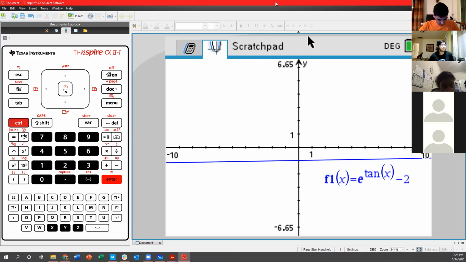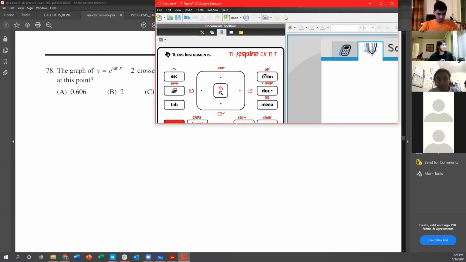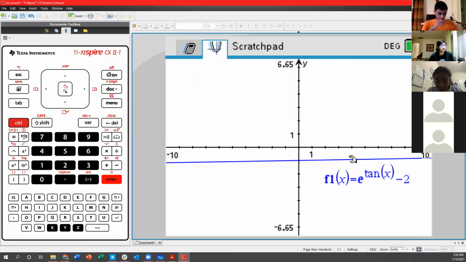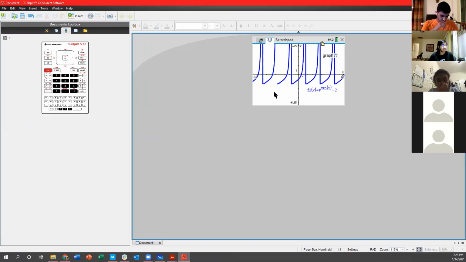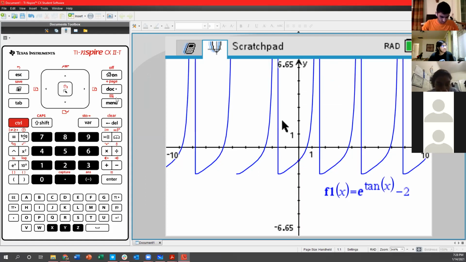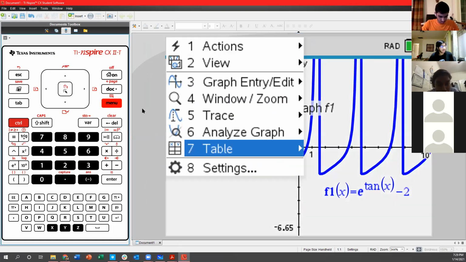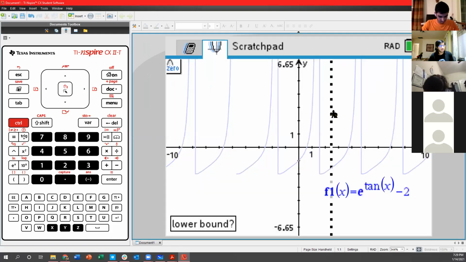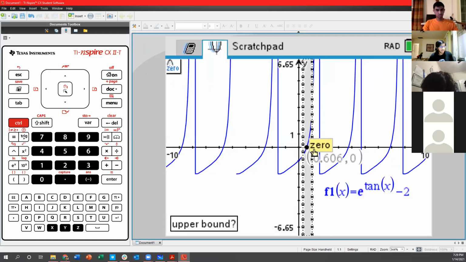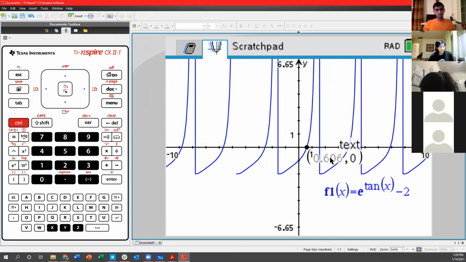Hold on. Did I do something wrong? E to the tan x minus 2. It says it crosses. Oh, I know what: radians. There we go. It crosses the x-axis at one point, so now I have to calculate the 0. Menu, analyze graph, 0. Lower bound, I'll just set there. Upper bound set there. And I get the value 0.606. I can copy that value.